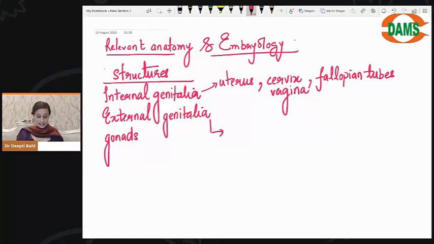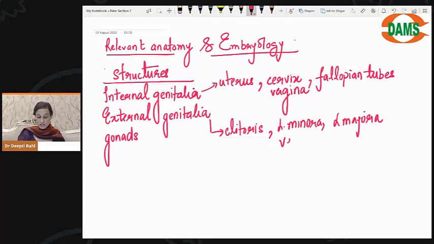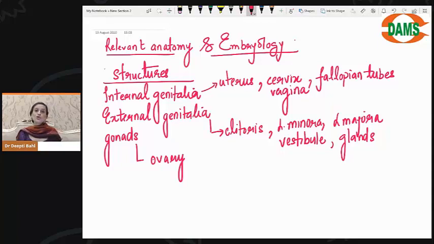In the external genitalia, we are going to talk about a few things that you should know about: clitoris, labia minora, labia majora, what is the meaning of the term vestibule, and a few of the glands. And in gonads, we are going to talk about the ovary. So this is precisely what we are going to talk about, and we are going to talk about these structures one by one.